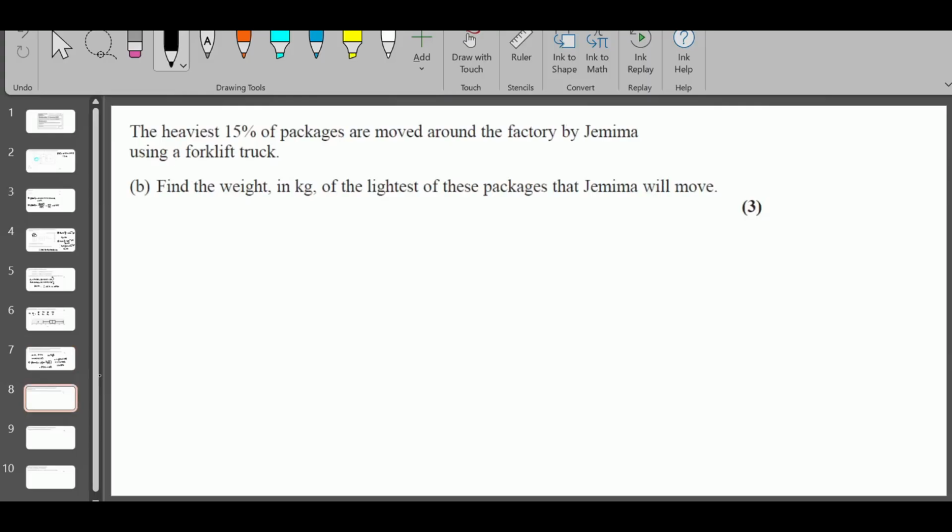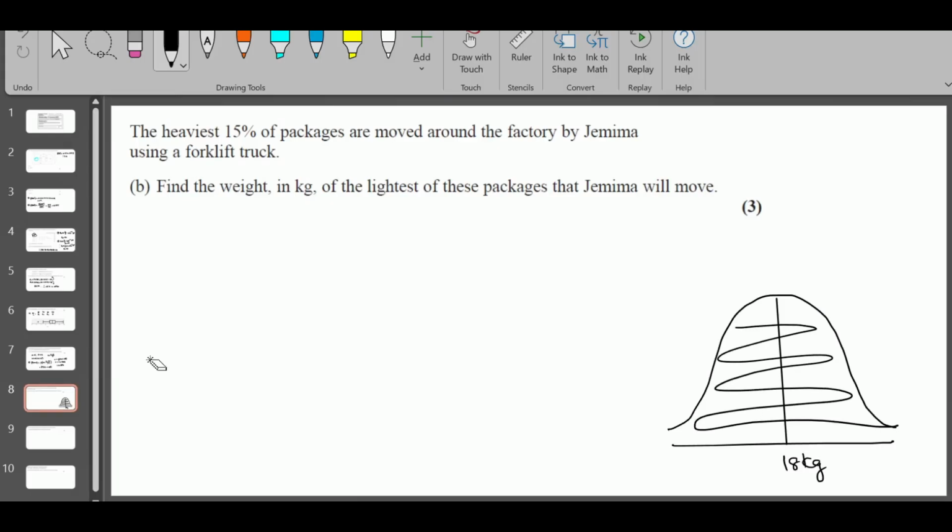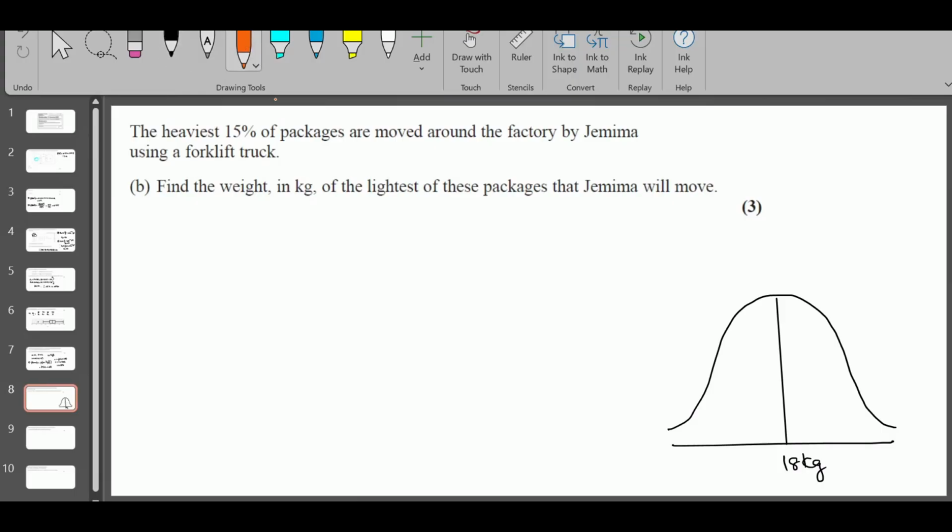The heaviest 15% of the packages are moved around the factory by Jemima using a forklift truck. Now, I'm going to draw a bell curve to explain this. The mean weight is 18 kilogram. We know the total area below the curve is 1, or 100%. This is 50%, this is 50%, right? So when they say heaviest 15% of packages, they are talking about these packages. This is 15%.